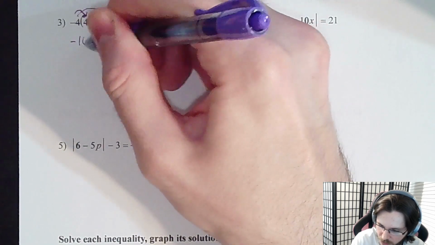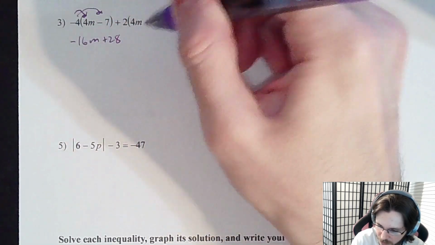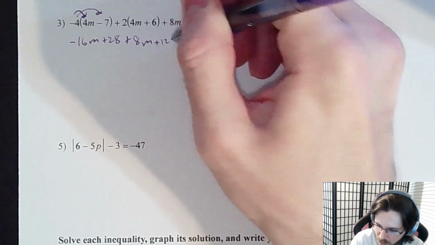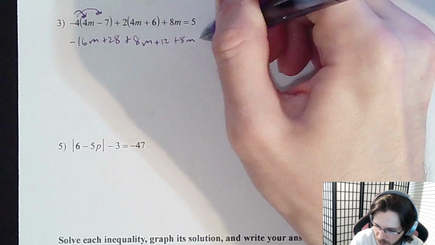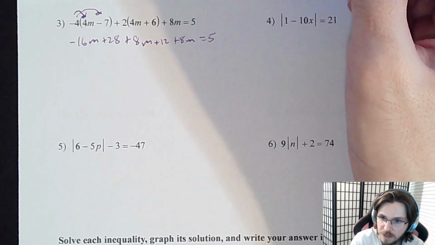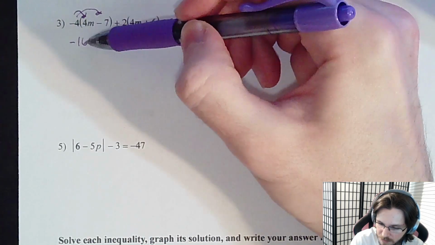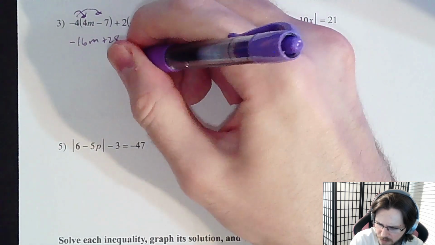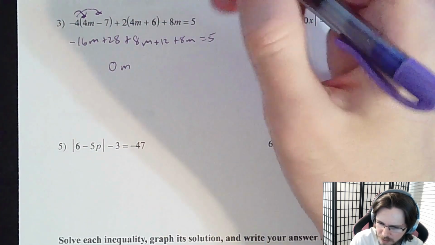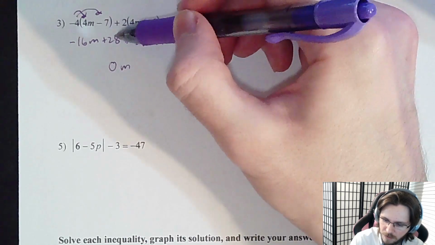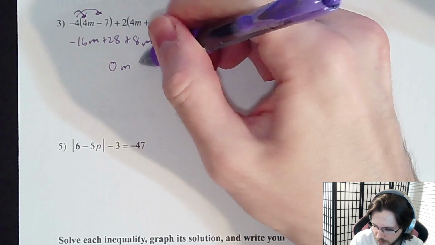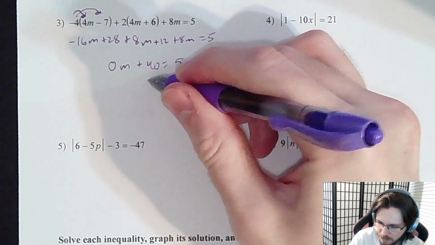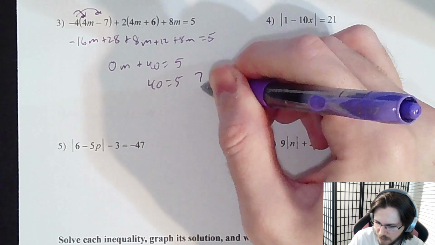So negative 4. I don't have to draw these arrows. Negative 16m. I just did the Algebra 1 video, so I think that's why I'm drawing all these arrows. 8m plus 12 plus 8m equals 5. And now we have to add like terms. Negative 16m plus 8m plus 8m is 0m. Think about that in a second. And then we got 28 and 12 is 40 equals 5. 0m is 0, so we don't have to write it. We have 40 equal to 5, question mark.